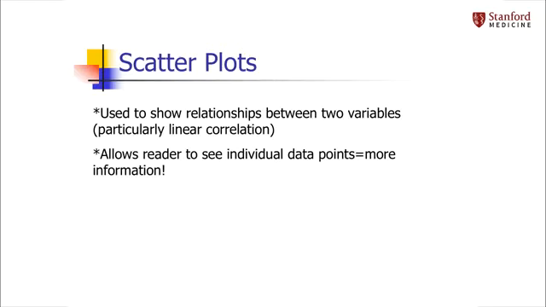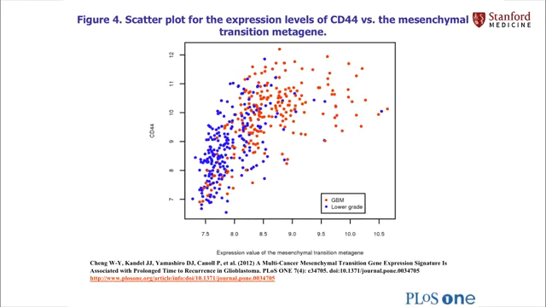It really gives the reader a sense of what's going on in the data instead of just giving one perspective on the data. In a way, it shows all the dirty laundry. So I like scatter plots because you can see those individual data points. Let me give you some examples.